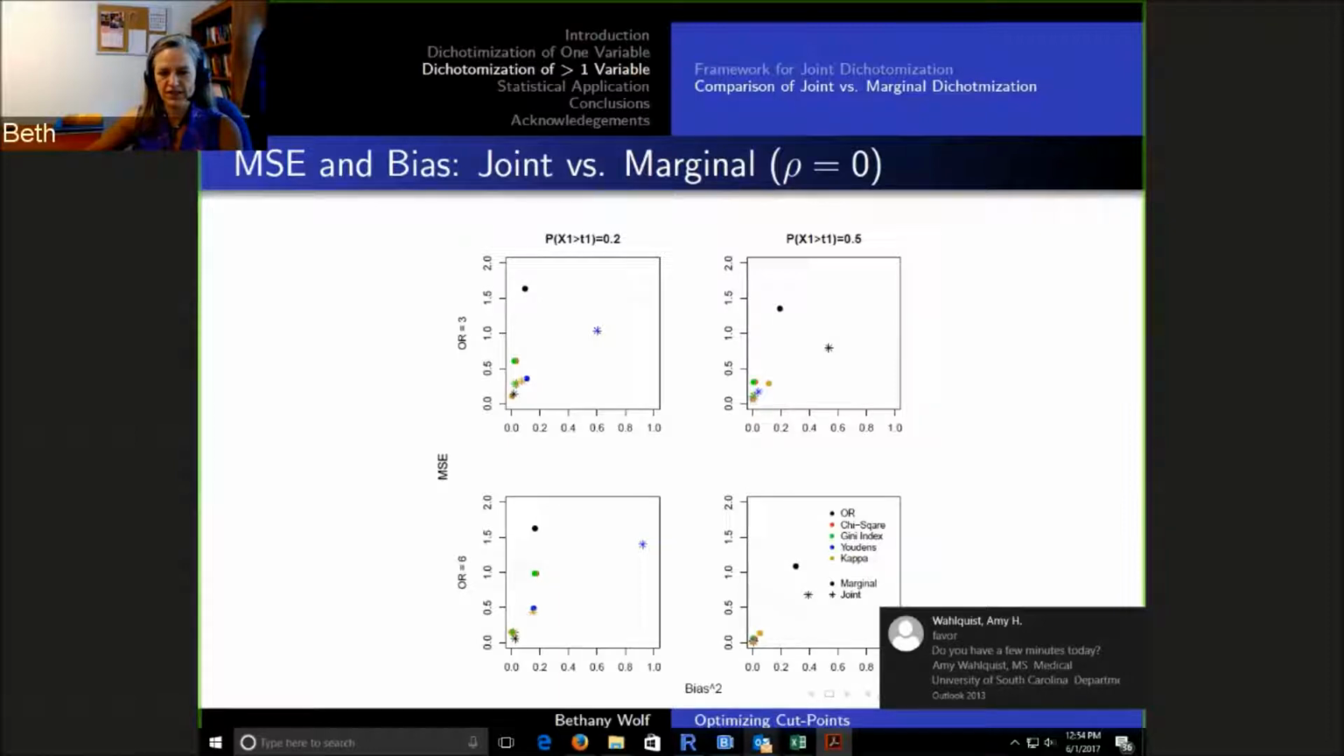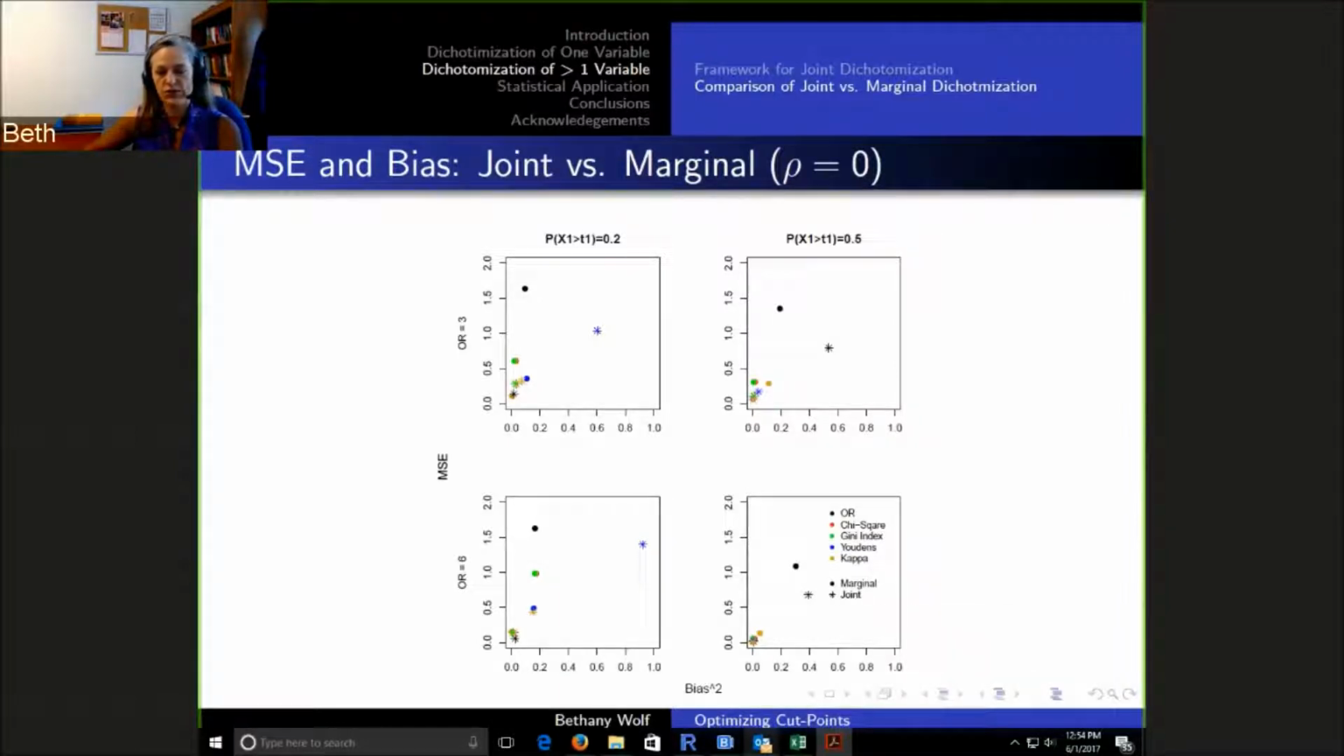So if we look at these in a little bit more detail, we see the same behavior as we increase our strength of association. So now we're focusing on the odds ratio of 3 and the odds ratio of 6 plots. And where we increase our probability that x is greater than t, so 0.2 and 0.5, versus the last slide, where we had 0.05, 0.2, and 0.5. And you see similar trends, but again, everybody's doing fairly well.